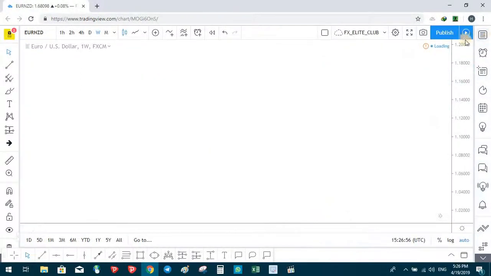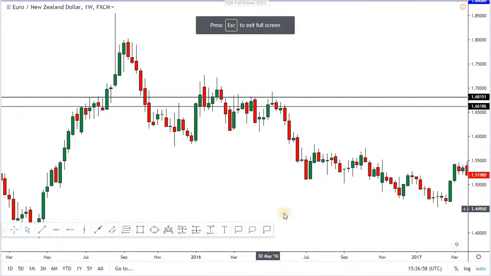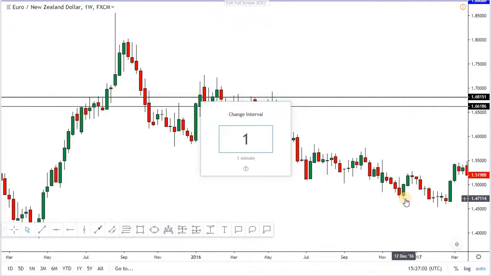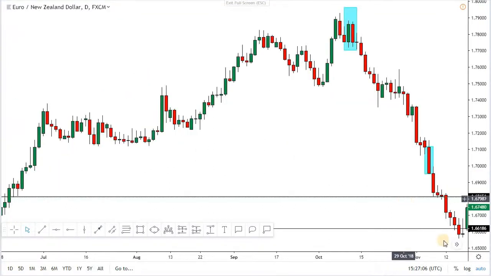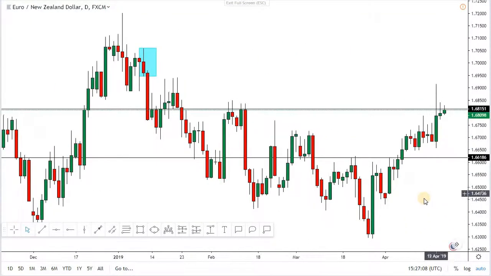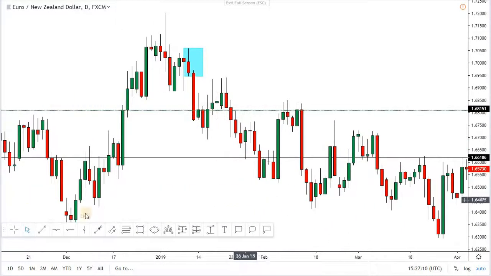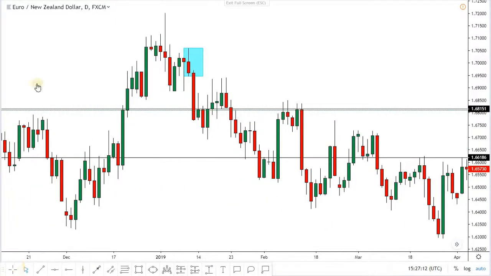I think I have highlighted examples for you. Let's go to the daily time frame. Well, over here, this one is a shooting star. As you can see, it happened after an uptrend: a small body, a long upper shadow, a small lower shadow. What happened? The price declined very hard.